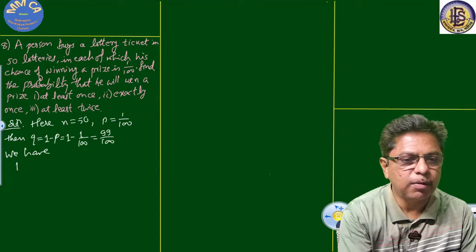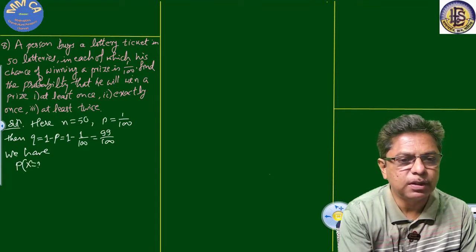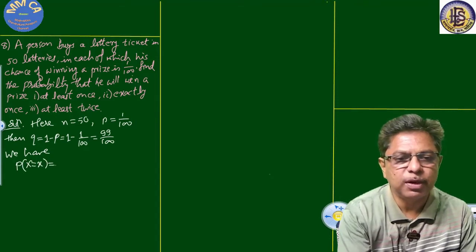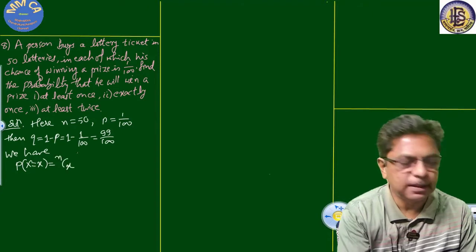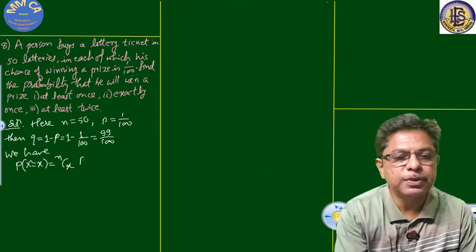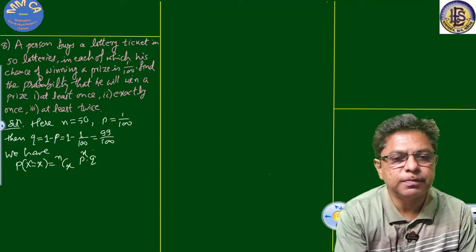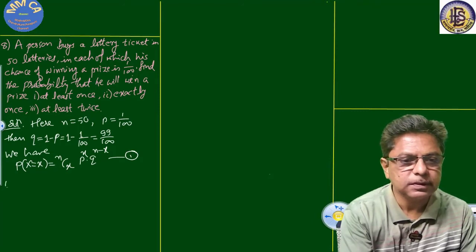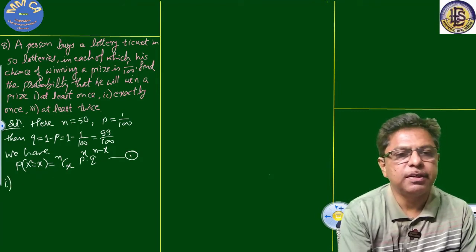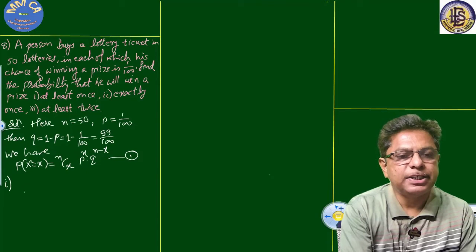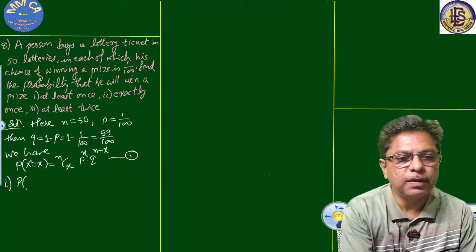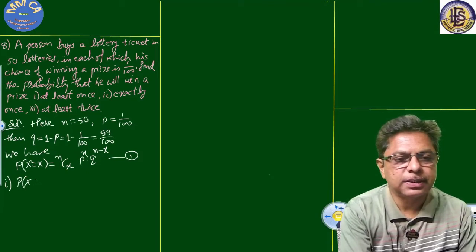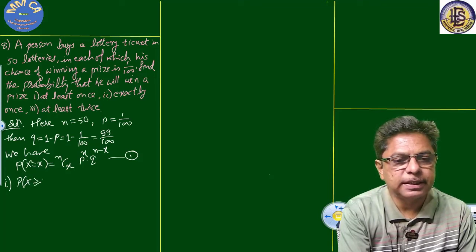We'll write the formula for probability. Probability of capital X is equal to small x, and we have to find the value of small x here. It is nCx p raised to x into q raised to n minus x. Let's call this first. We'll go for the first sub question. We have to find at least once, the probability of X such that small x is greater than or equal to 1.